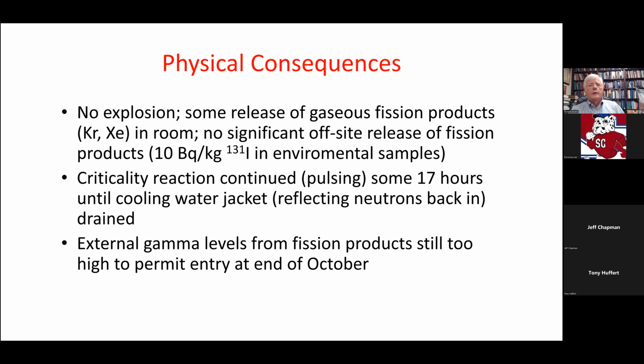Physical consequences, there was no explosion, but the release of gaseous fission products, krypton, xenon, and this thing pulsed for like 17 or 18 hours until they were able to drain a cooling jacket, which is serving as a partial reflector. So this was the end of September, and external gamma levels in the facility from fission products were still too high to permit entry by the end of October.